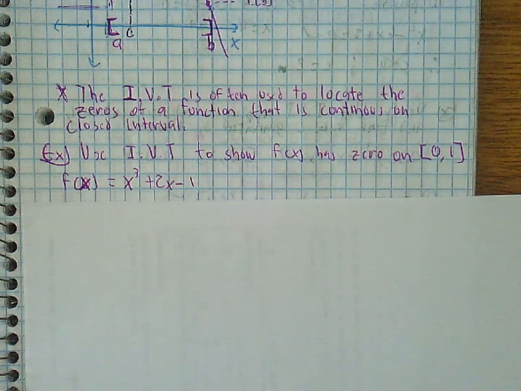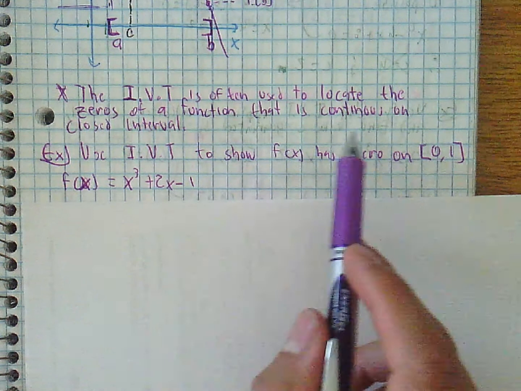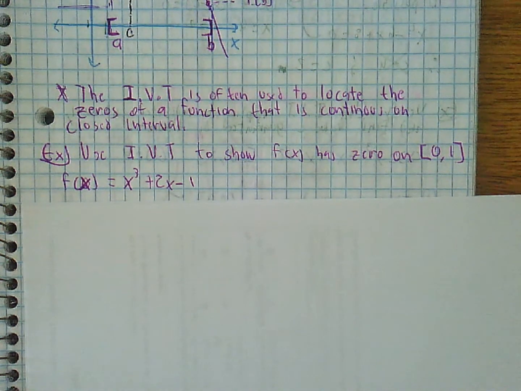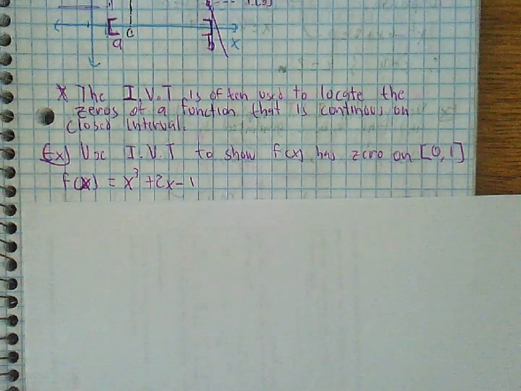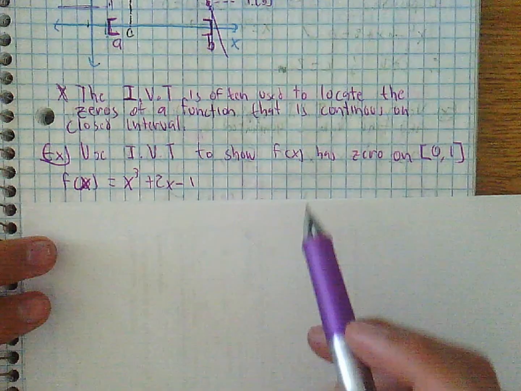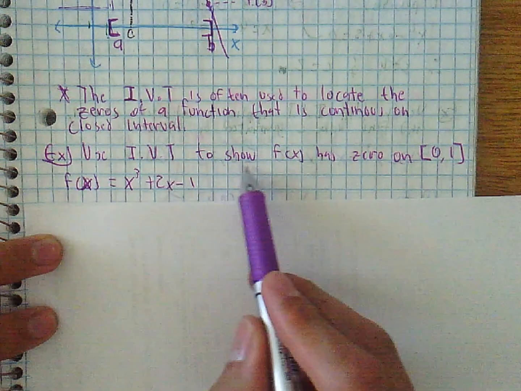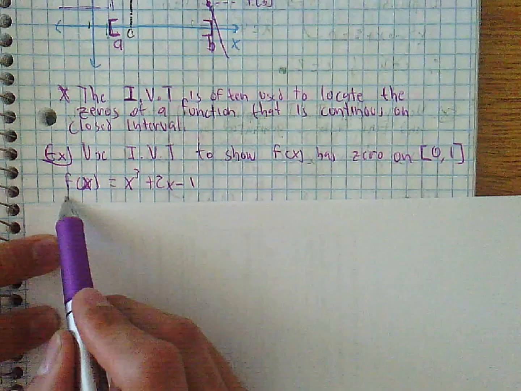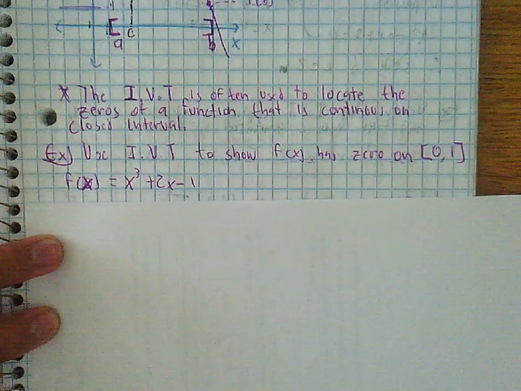So let's try an example. One way that we can use the intermediate value theorem is to locate where the zeros of a function are. So here are the instructions. It says use IVT, which is shorthand for intermediate value theorem, to show that f has a 0 on the interval between 0 and 1. This is just one way to use it. I'm not saying that this is the way to use the intermediate value theorem, but it is a way to use it. Once again, we're going to use the intermediate value theorem to show that this function, which is down here, has a 0 between 0 and 1.